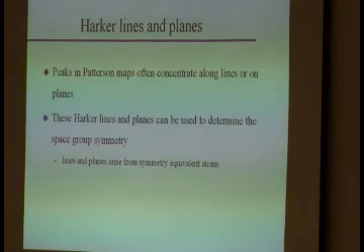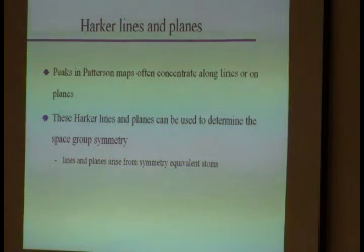Now, what do you usually look for when you look at a Patterson? Pattersons can actually be very important because you can look for what is called Harker lines and planes. Okay? What these lines and planes refer to is that often when you have a Patterson map, you will find that the strong peaks fall either along a line or in a certain plane. Okay? And Harker is the one who discovered this, so that's why they are called Harker lines and planes. Now, what that arises from is actually your space group symmetry. Okay?